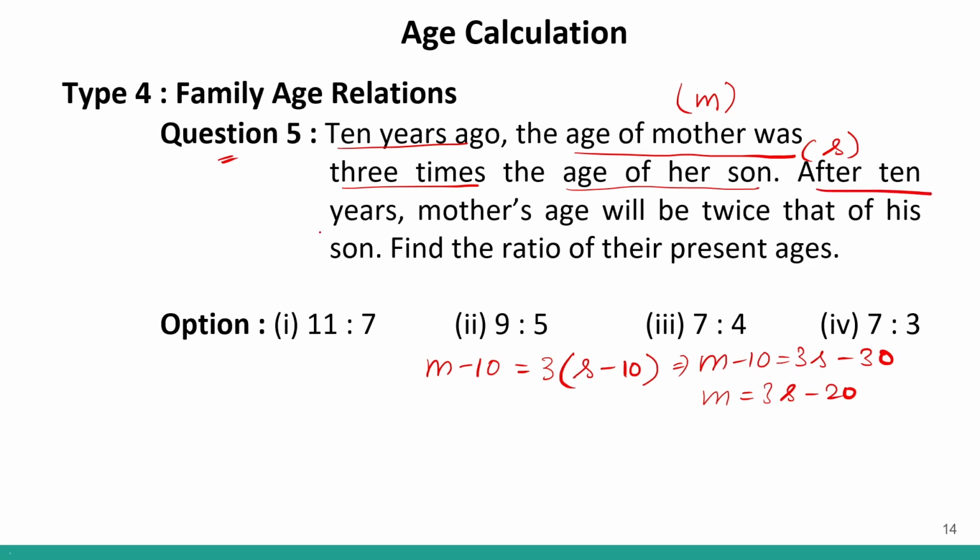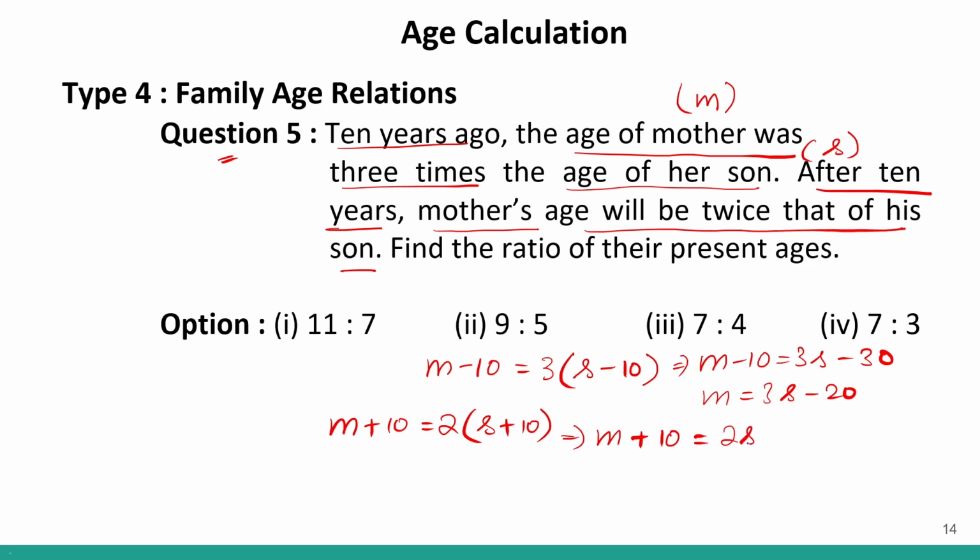Now, after 10 years, the mother's age will be twice that of her son. So after 10 years, M plus 10, the mother's age will be twice the son's age. This will be the equation. If I solve this, it will be M plus 10 equals 2S plus 20. Correct? If I take 10 this side, it will turn negative. So M will be equal to how much? 2S plus 10. So this will be my equation 1 and this will be my equation 2.